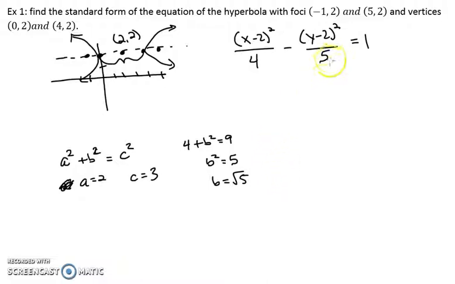So this is an example of our b actually being bigger than our a, and that's okay. We don't really care for that. That's only important for ellipses. What's important for hyperbolas is that since we're opening with a horizontal transverse axis, we have our x squared first. So that's writing the equation. Again, very, very similar to ellipses.